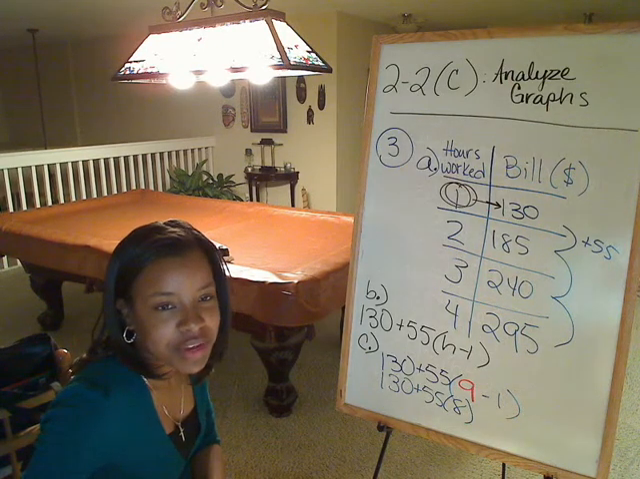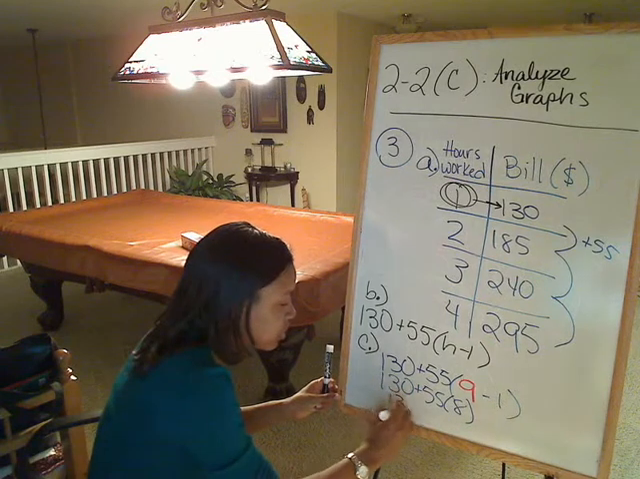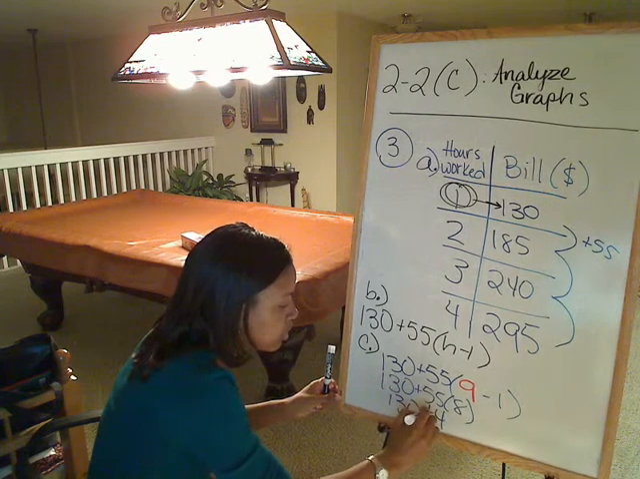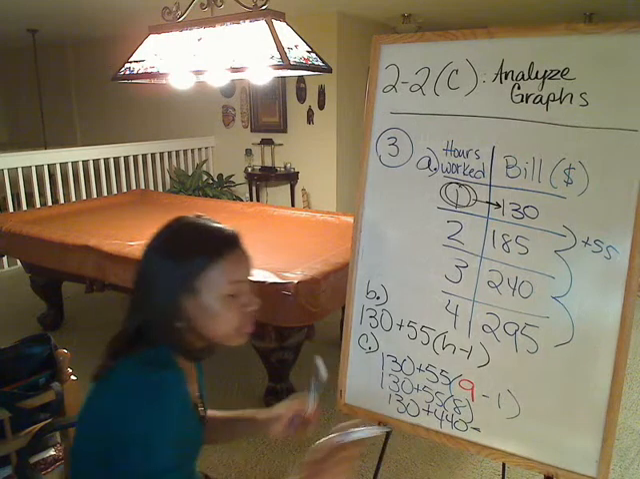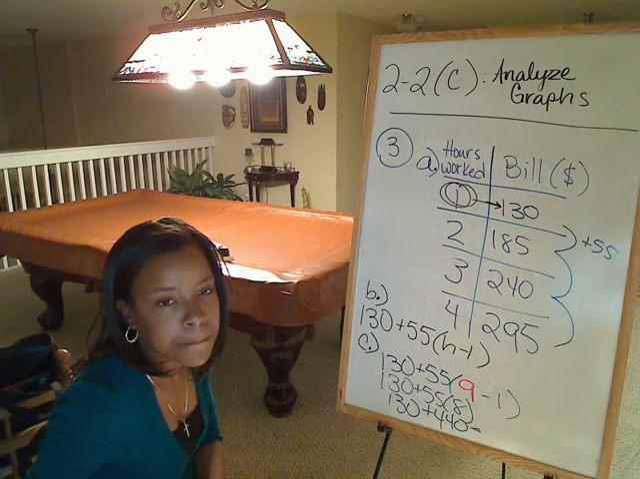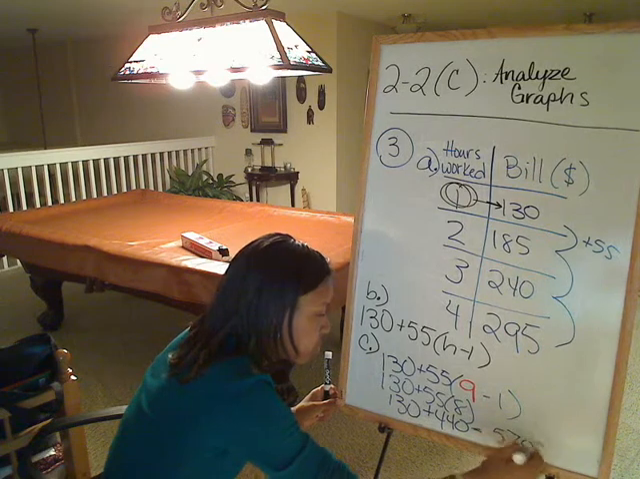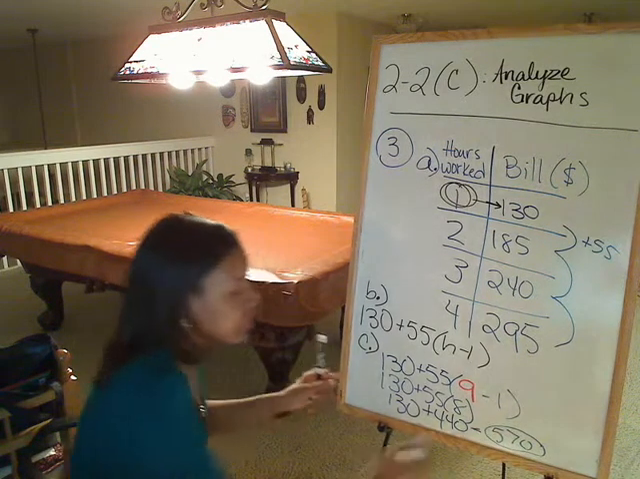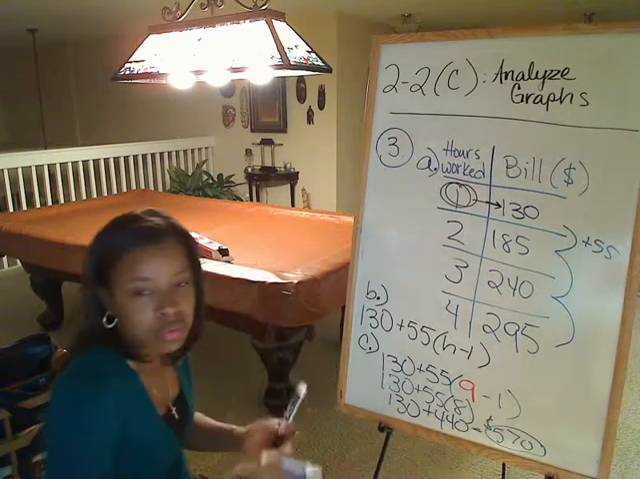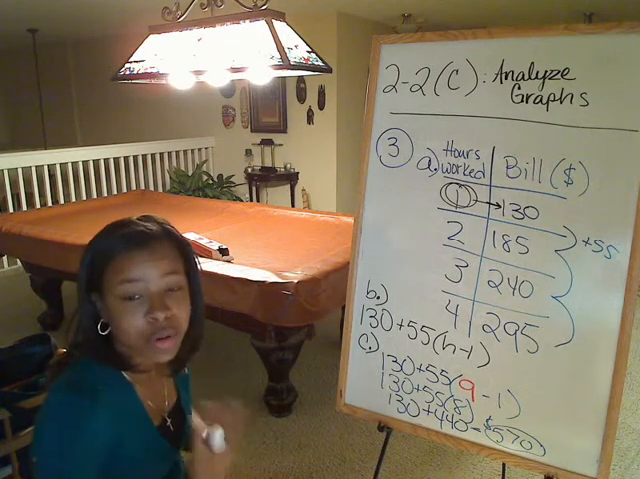Okay, 55 times 8 equals 440. So 130 plus 440 is 570. That's how much money it would cost if the electrician worked 9 hours, and you're done.